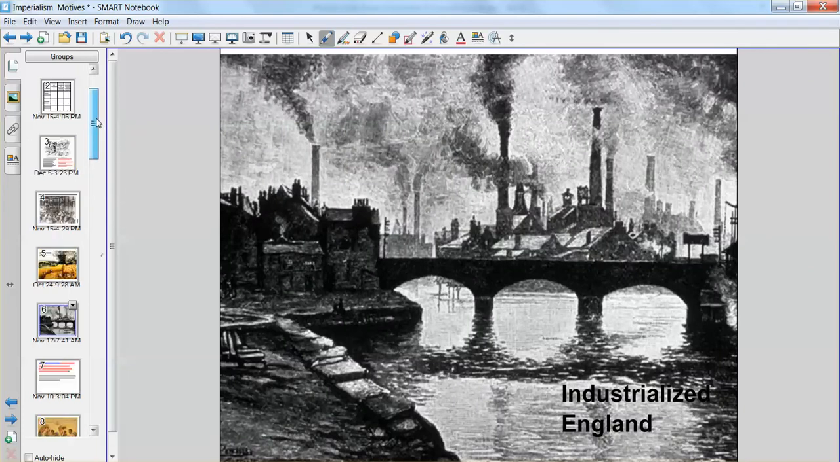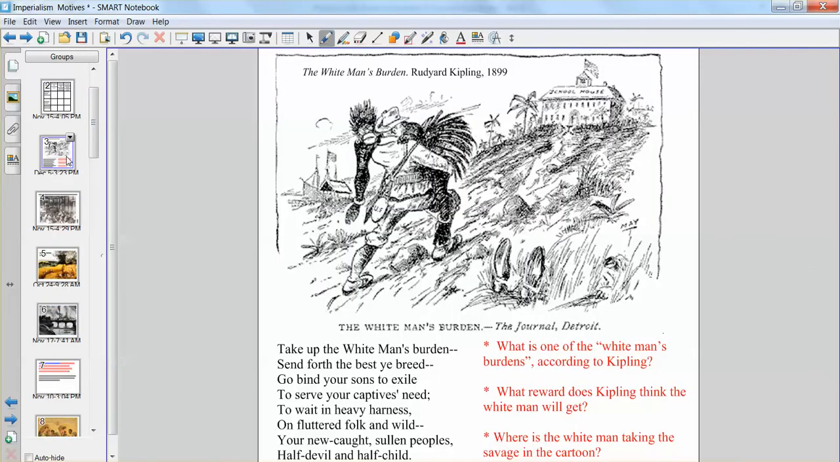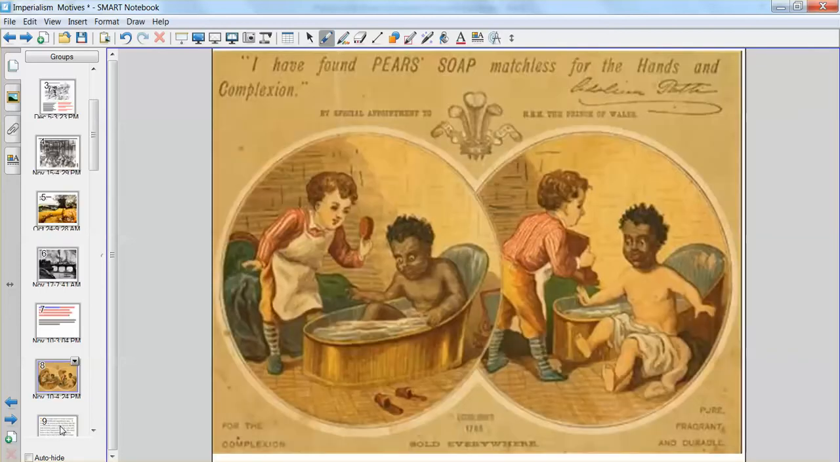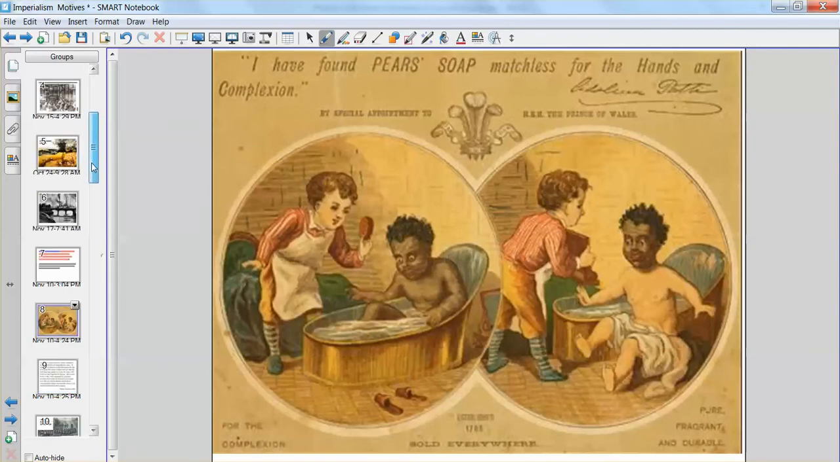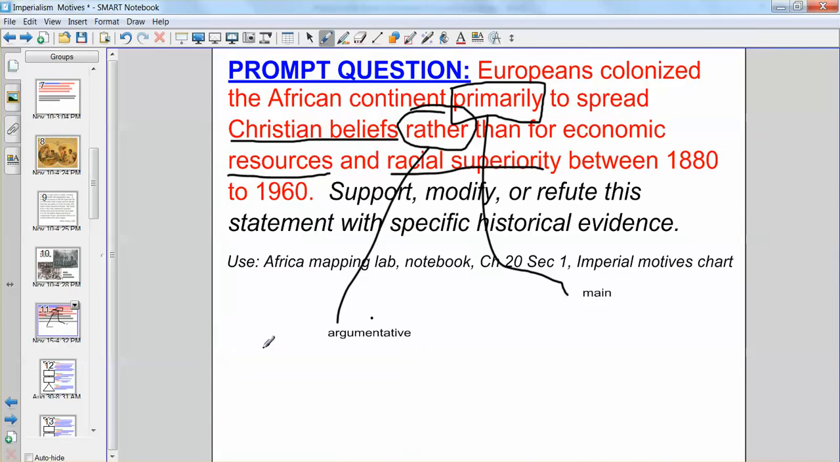Yet if you're using racial superiority, it's some of the arguments that were made with White Man's Burden, with the Rudyard Kipling poem that we talked about, and the Pears Soap ad that we took a look at in class as well. All of these are great sources to help you out in talking about which was the bigger main force here.